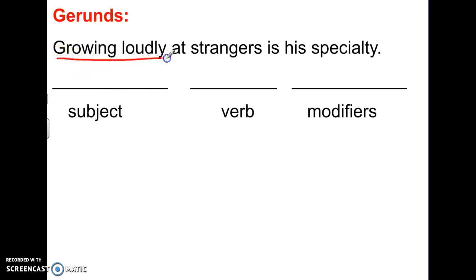So growling loudly at strangers, that's your subject. What is the verb? Is. And then there aren't any modifiers because the phrase that we chose is actually the subject of the sentence. So there isn't anything to go on the modifiers. So in this section, there may or may not be modifiers. It could be that the phrase you're choosing is actually the subject or the verb. Go ahead and stop, do sentences 13, 14, and 15, and check your answers.